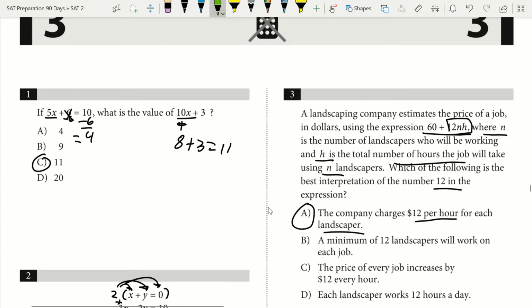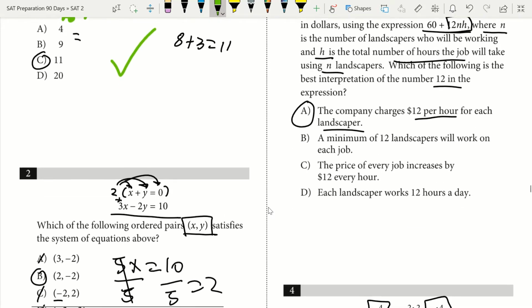Now I go through and check my work. Okay, so I've got 5x plus 6 equals 10. What's 10x plus 3? Well, for 5x, I can subtract 6 from each side. 10 minus 6 is going to be 4. 5x is 4. That means 10x is going to have to be double that, which is 8. 8 plus 3 is going to give me 11, so that one's correct.